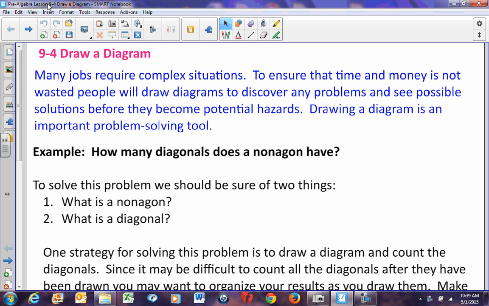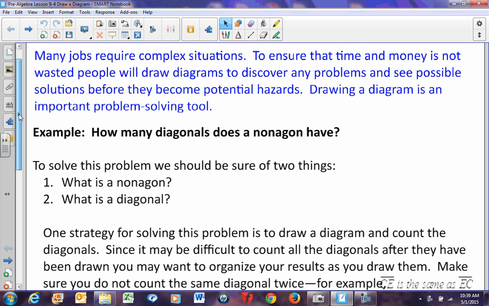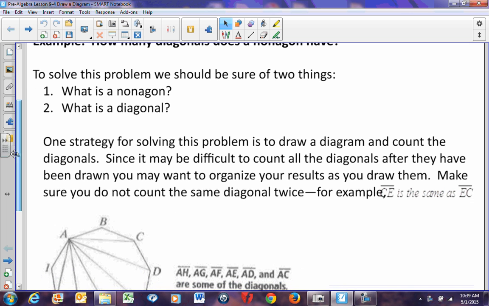For example, let's say we have the following problem. How many diagonals does a nonagon have? To solve this problem, we should be sure of two things. We need to know, number one, what is a nonagon? And number two, what is a diagonal? Well, a nonagon is a nine-sided figure.